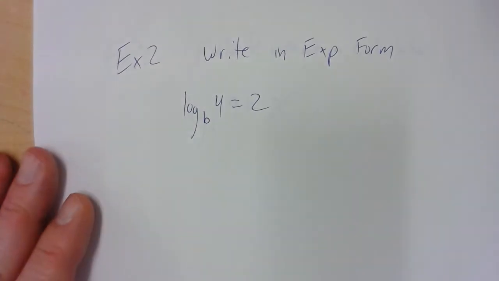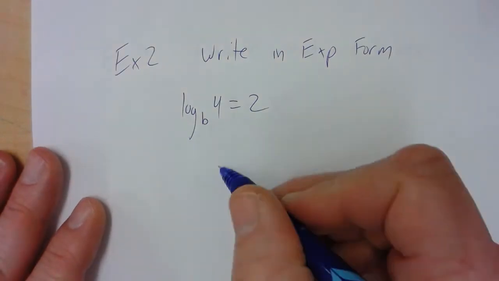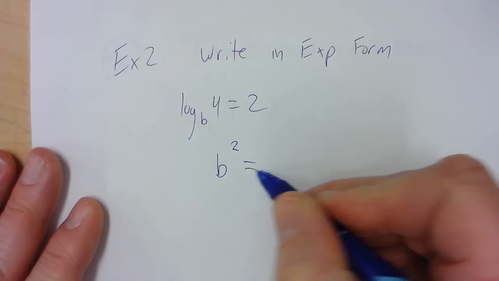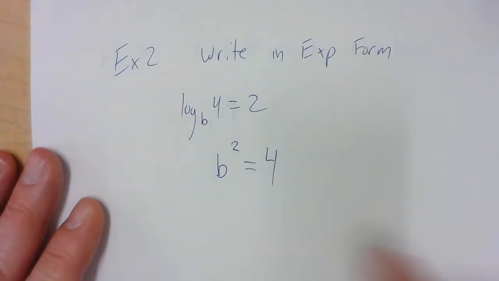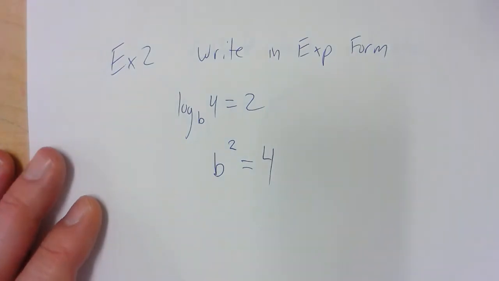The next example asks us to write it in exponent form. So now we're going to go the other direction. So the base is 2, that's the exponent, right? Squared is equal to the answer 4. So there it's in exponent form, log form, being able to switch between the two.